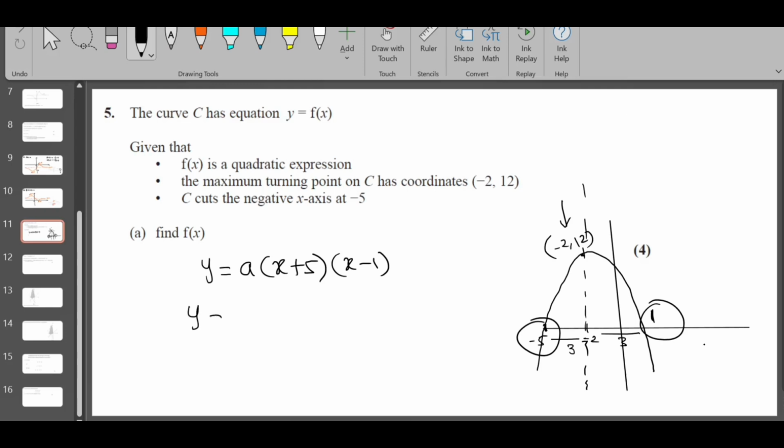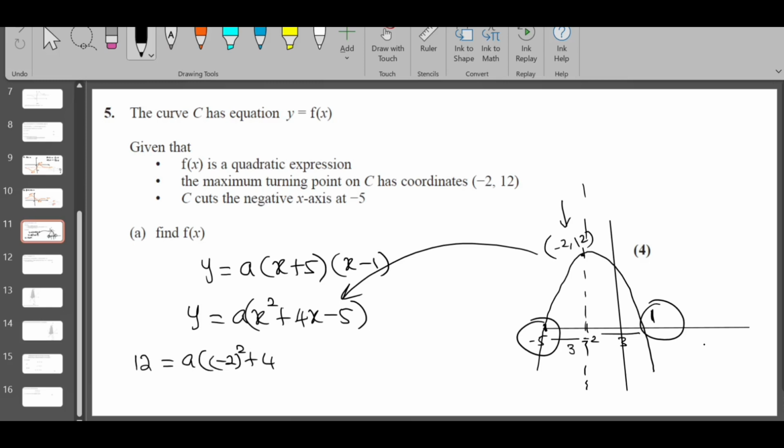So when you open the bracket and simplify, you will get a times (x squared plus 5x minus x, which is 4x, minus 5). Sub in the turning point here to find the value of a. Replace y by 12: a times (x squared plus 4x minus 5). So 12 is equal to 4 minus 8 is minus 4, minus 5 is minus 9, so minus 9a. So a is 12 over minus 9, which is minus 4 over 3.